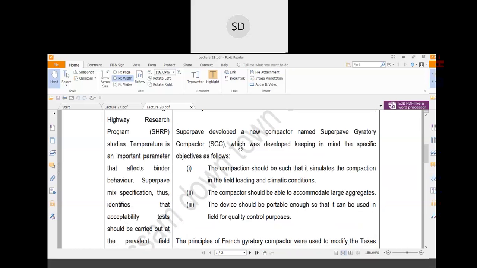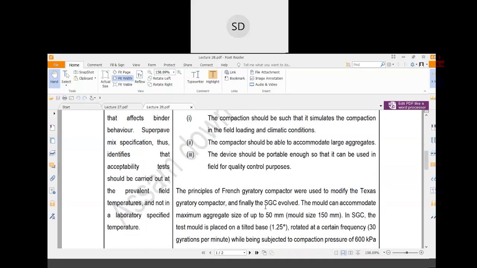Based on these three objectives, one new compactor is developed, and it is named as Super-pave gyratory compactor, and that particular compactor is used for the compaction in the Super-pave design.